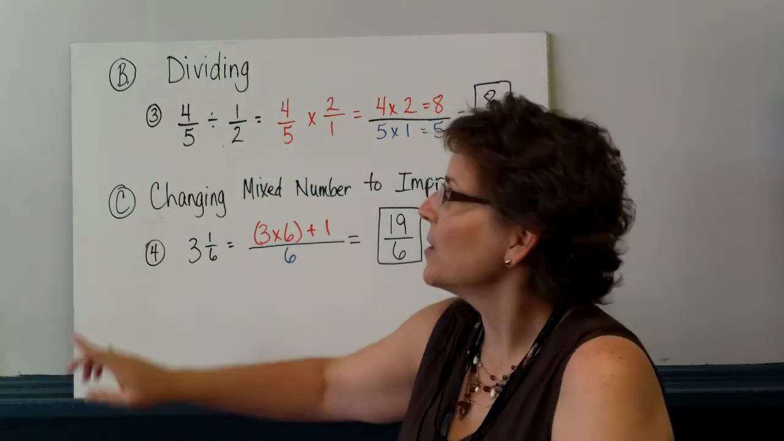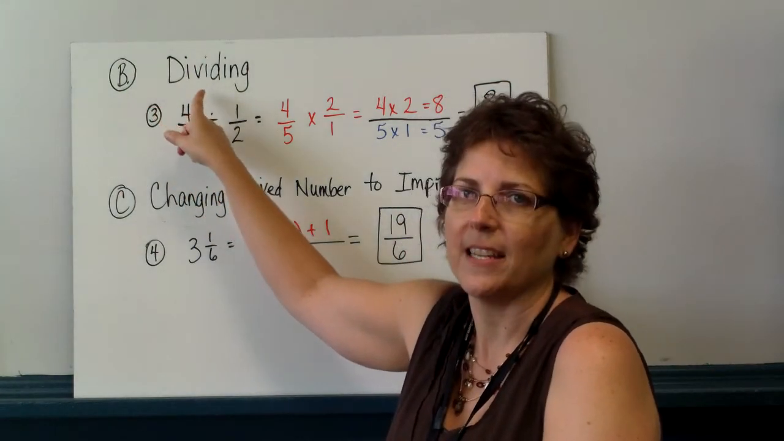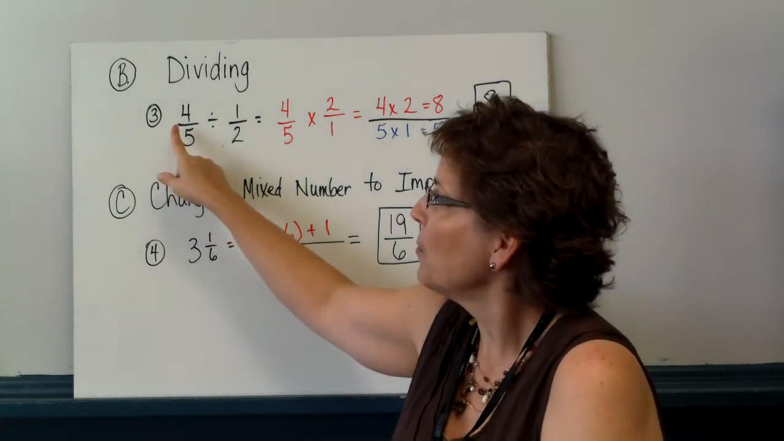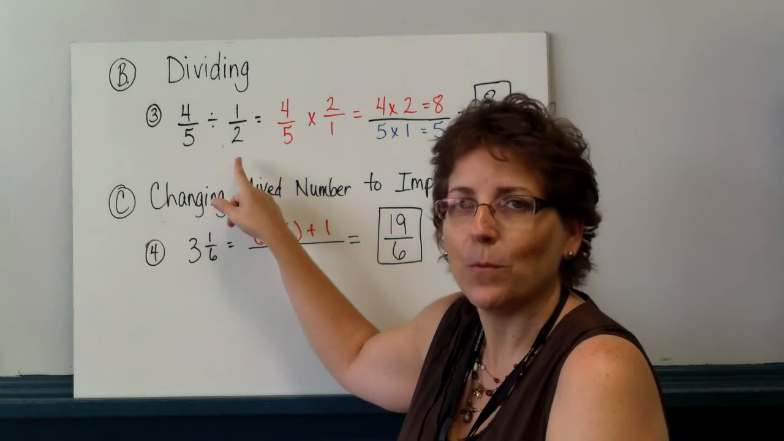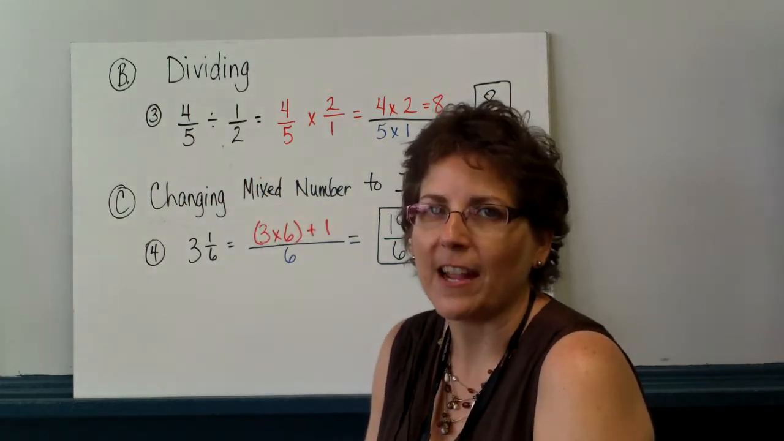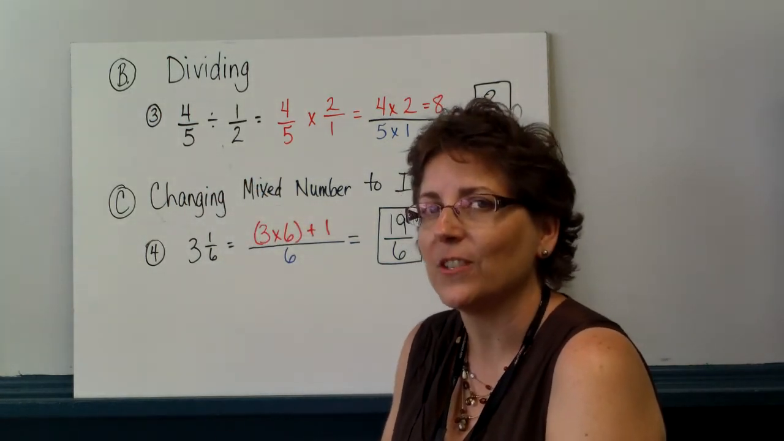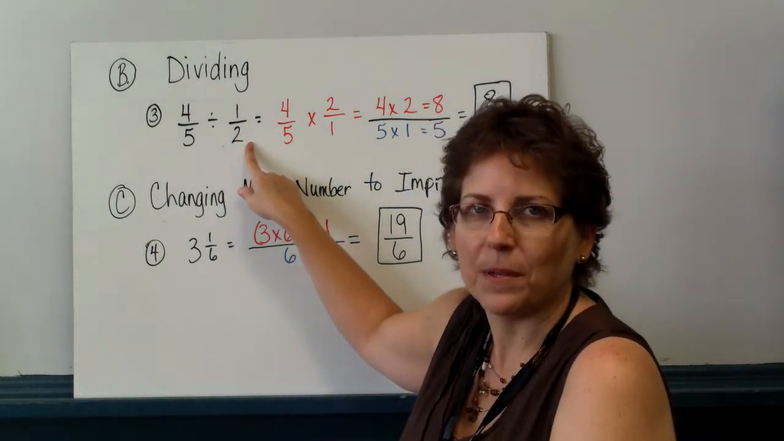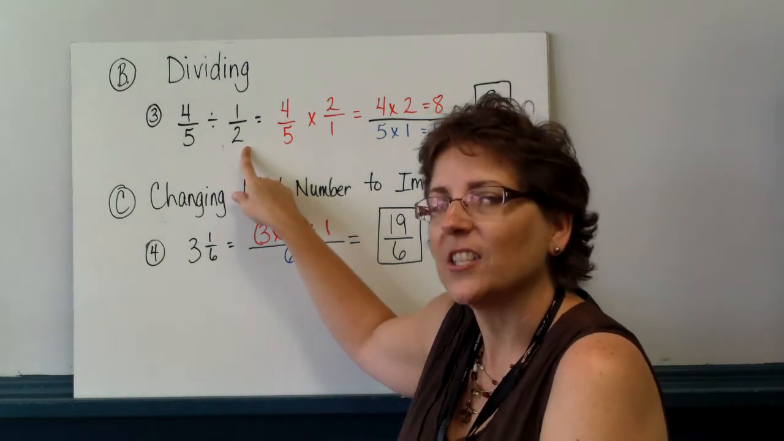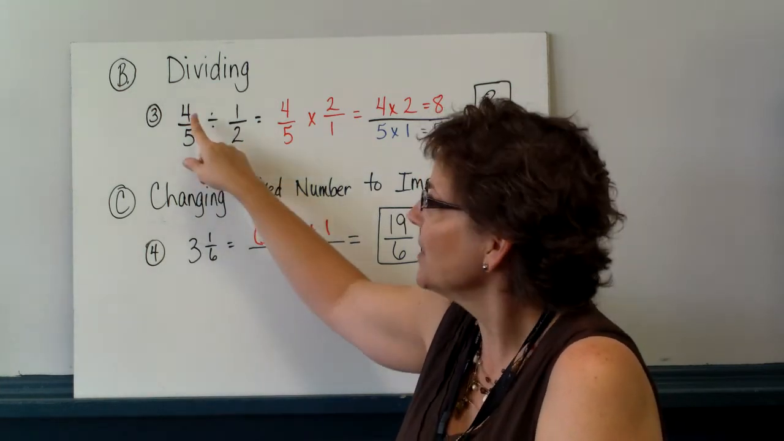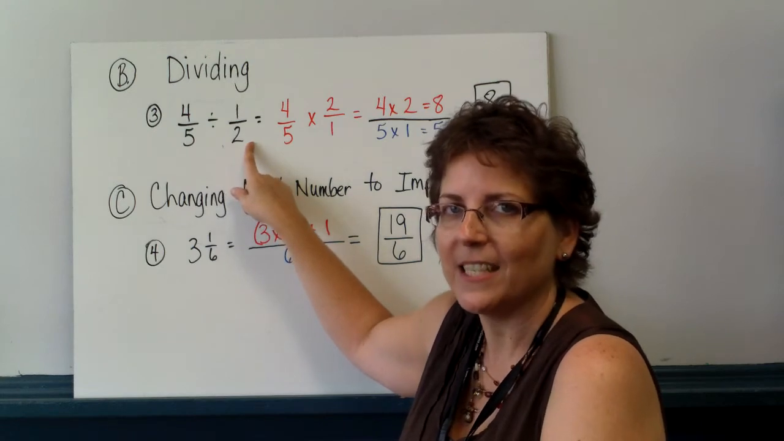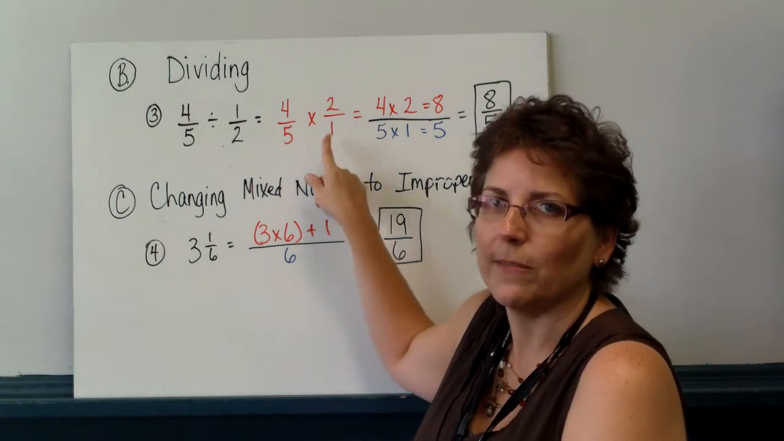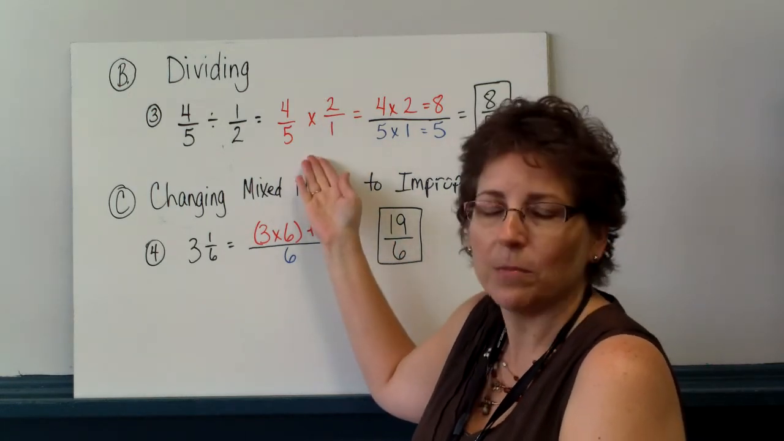Next on your notes, you're going to put the B, and you're going to put dividing, and we're going to talk about dividing fractions. Sample number 3, we've got 4/5 divided by 1/2. When you divide fractions, you have to remember to change the division sign to multiplication, and then flip the second fraction. It's called finding the reciprocal. So instead of 4/5 divided by 1/2, it's the same thing as 4/5 times 2/1. And now it's a multiplication problem.